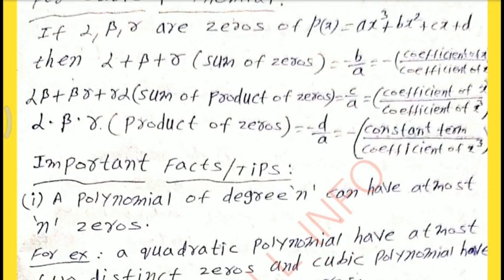Alpha beta plus beta gamma plus gamma alpha, the sum of the products of zeros taken two at a time, is equal to c by a, coefficient of x by coefficient of x cube. Alpha into beta into gamma, the product of zeros, is equal to minus d by a, which is minus constant term by coefficient of x cube.